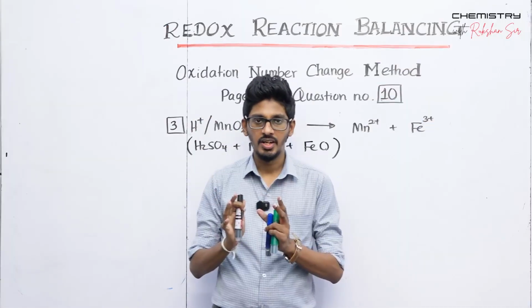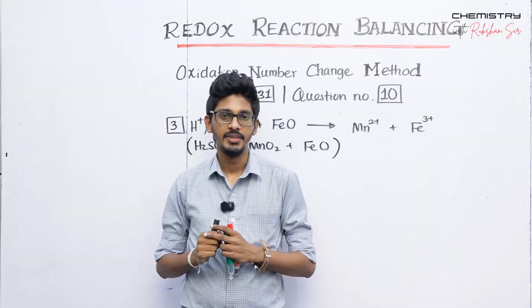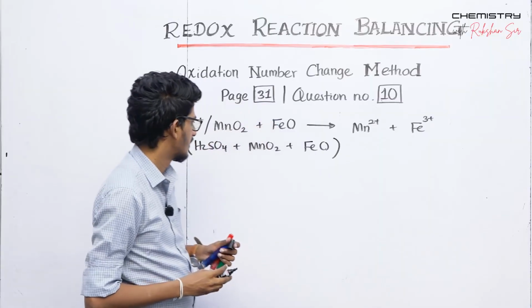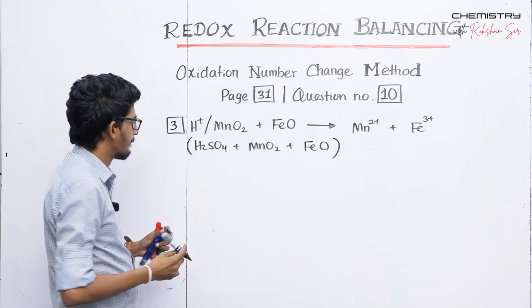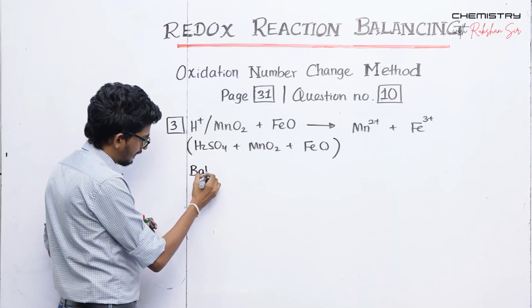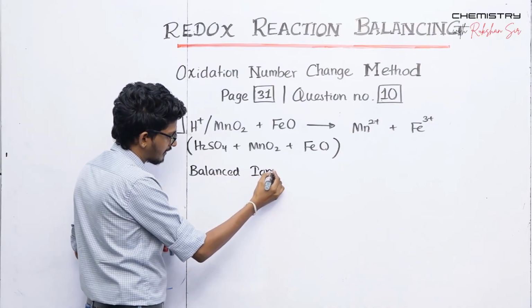Right, let's try to solve the third question appearing at page number 31, question number 10, right? This is the third one, right? First, we are supposed to come up with the balanced ionic reaction. Let's write that thing. Balanced ionic reaction.